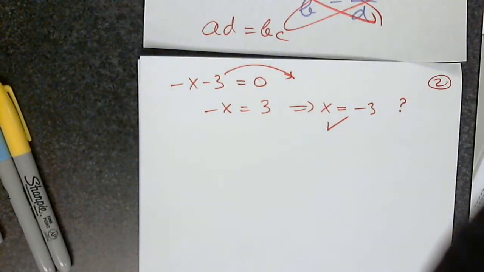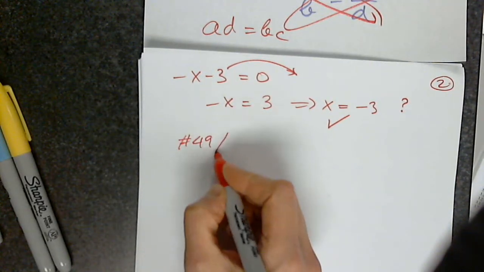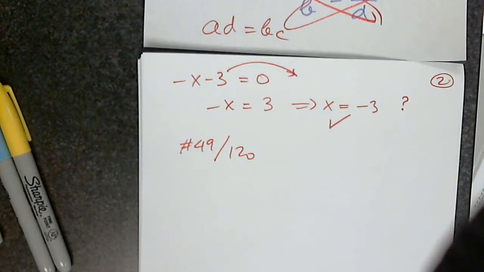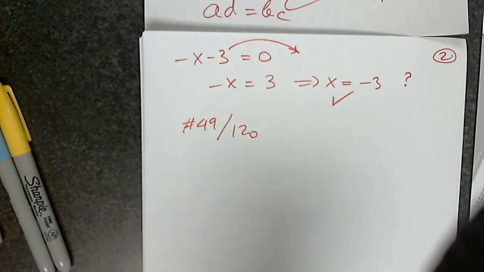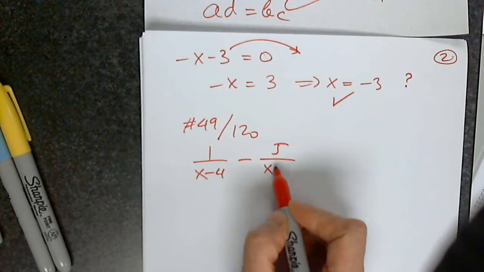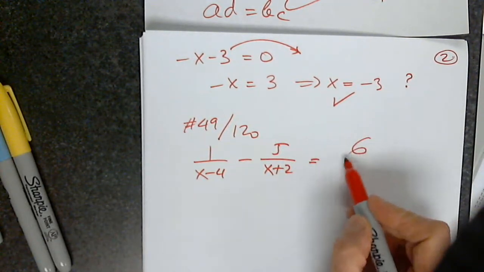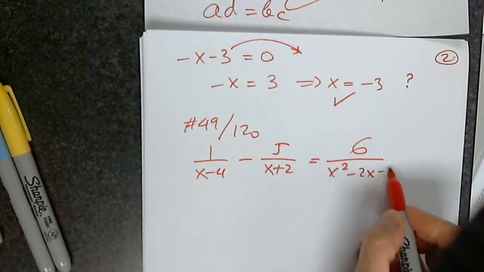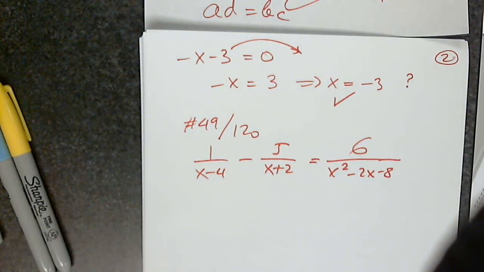Okay? Do I get to choose or you want to choose? Okay, let's say 49. On page 120. 1 divided by x minus 4 minus 5 divided by x plus 2 equals 6 divided by x squared minus 2x minus 8. It was broken into two parts, into two different classes, so I think we should do one more.